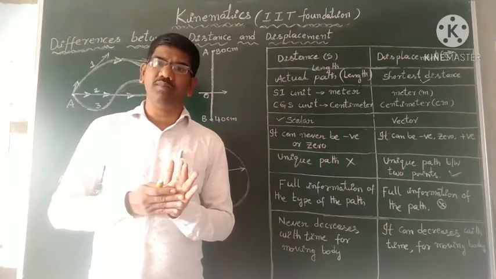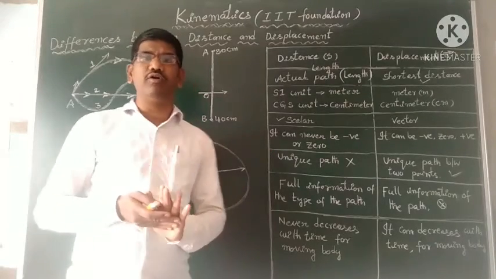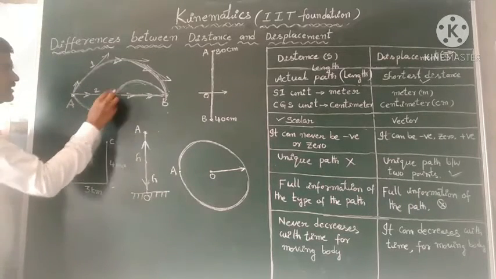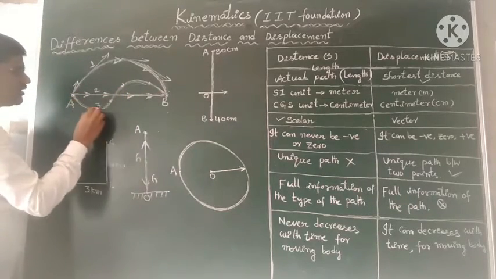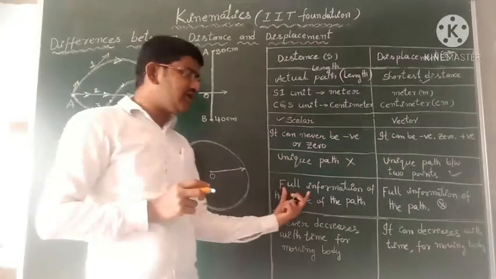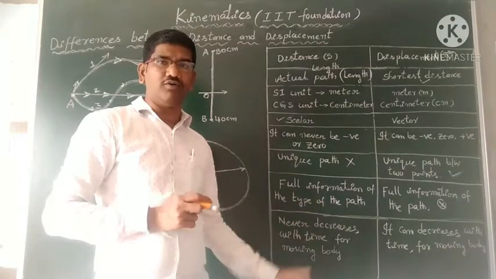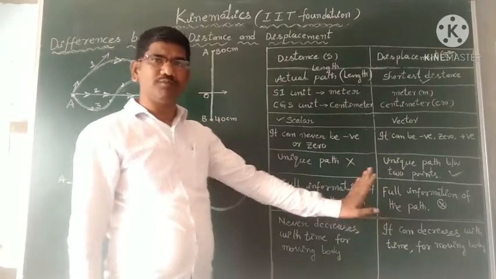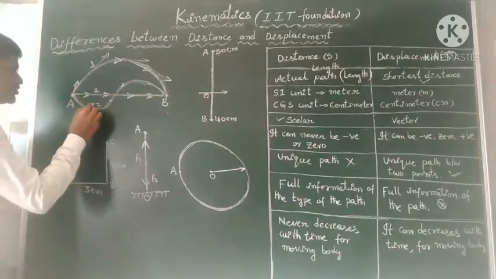We are mentioning the path we are following. For example, A to B, I go from here to here like this. Joining all the points, I will get a path. It gives the full information of the type of path followed, and it does not give the full information of the path followed. So path means just the line joining.